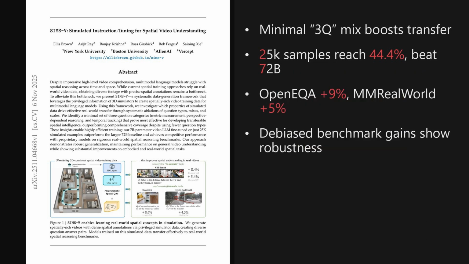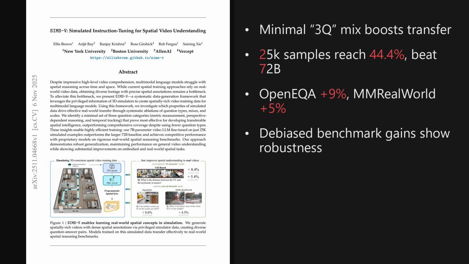I'm Alex. Today we're looking at a paper trending on X, published on November 6th, 2025, about 3 days ago. The headline result is striking. A 7 billion parameter video model fine-tuned on just 25,000 simulated examples reaches 44.4% on a tough spatial benchmark, beating GPT-4o at 34.0% and a larger LLAVA video 72 billion at 41.2%, and it nearly matches Gemini 1.5 Pro at 45.4%. Even 5,000 targeted examples hit 42.5%, edging Gemini 1.5 Flash at 42.1%.